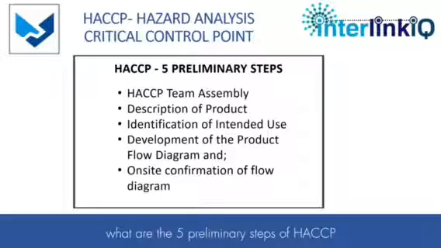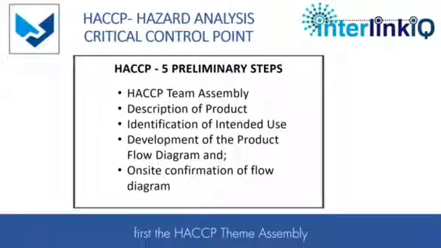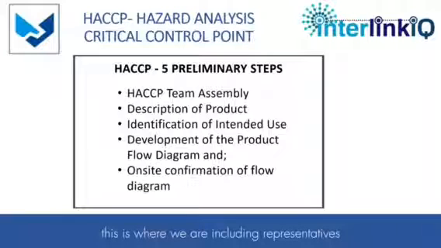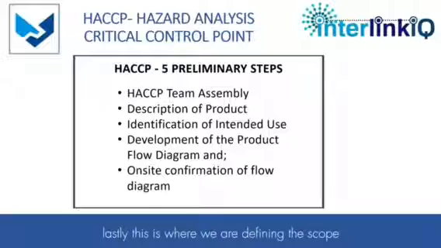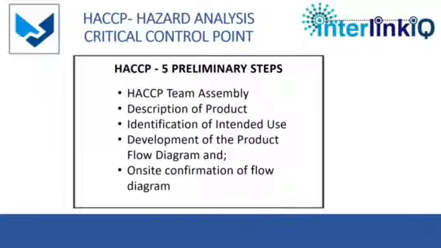What are the 5 preliminary steps of HACCP? First, the HACCP Team Assembly. This is where we are including representatives from different process activities such as receiving, maintenance, storage, and dispatch, for example. Representatives from different groups such as quality assurance, quality control, engineering, and management are also included here. Lastly, this is where we are defining the scope of our HACCP plan.